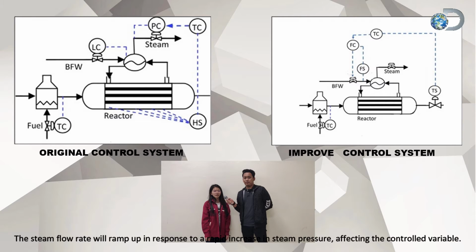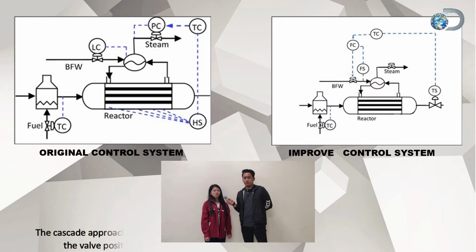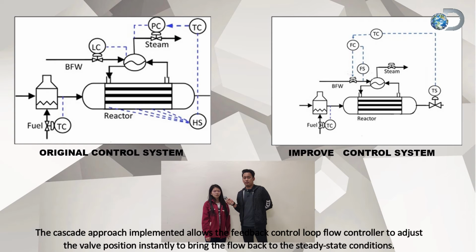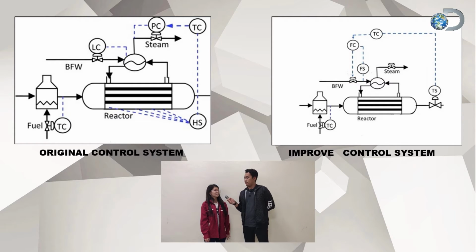The steam flow rate will ramp up in response to a rapid increase in steam pressure, affecting the control variable. The cascade control approach allows the feedback control loop flow controller to adjust the valve position instantly to bring the flow back to steady state conditions. So I think that's all from me.